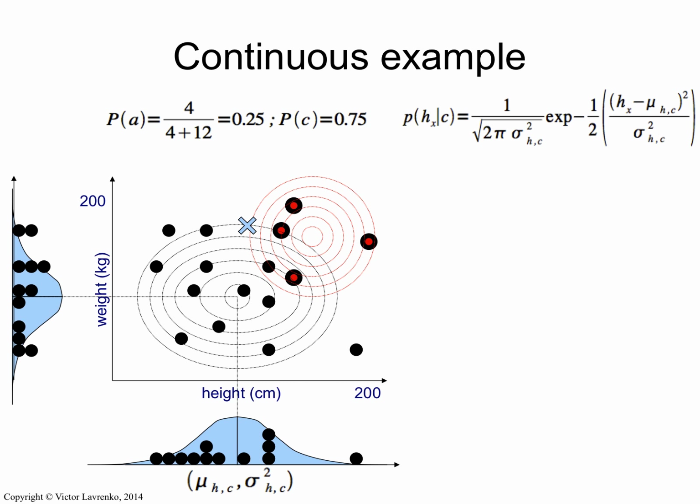H of x, that's the height of my new individual x that I've never seen before. So I'm going to take that height, subtract the mean height of children, square the difference, divide by the variance of the height in the children, take a half of that and raise e to that power, and then multiply it by effectively a constant. So that's the part that you always have in a Gaussian. Okay. Now, we're not going to compute that. But you can look at the picture and make some general inferences about that, right?